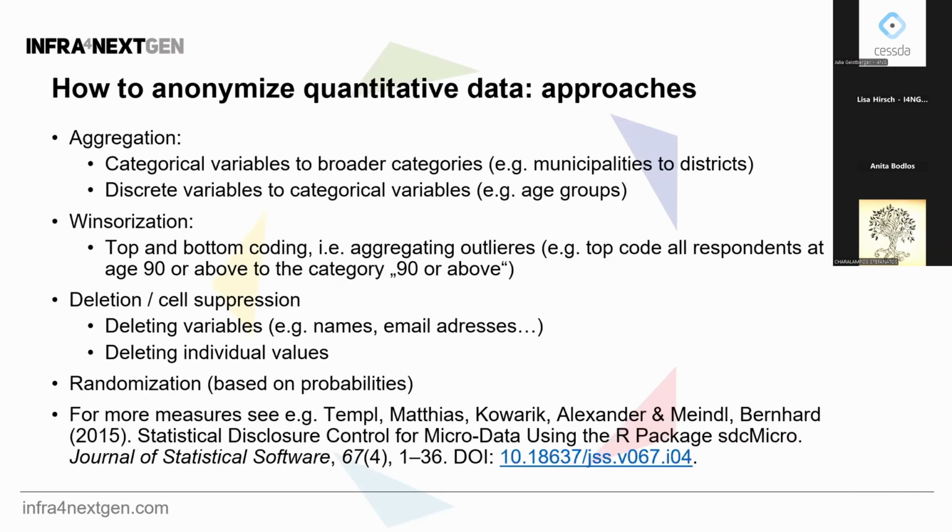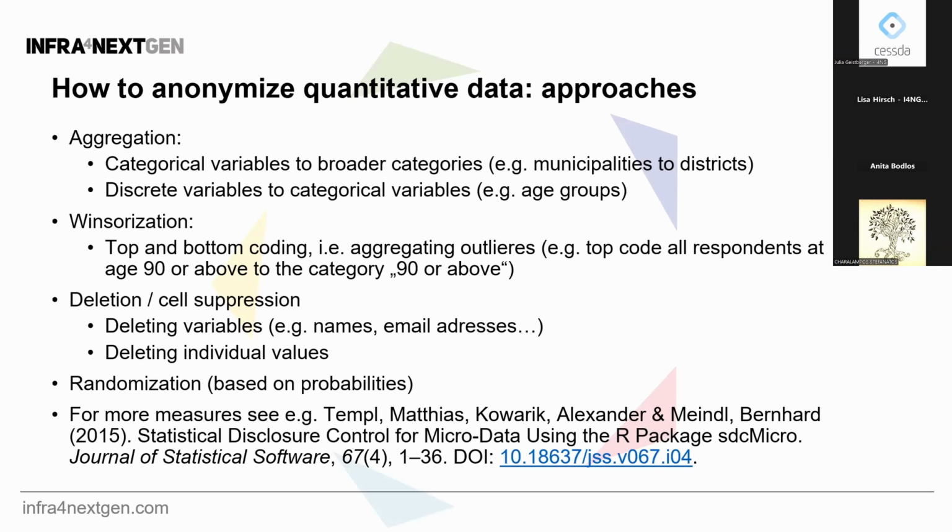So how to anonymize quantitative data? There are different approaches. One approach is aggregation. So if you have categorical variables, you could aggregate them to broader categories. So for instance, aggregating municipalities to districts, or aggregating groups of occupations to higher or broader groups. If you have discrete variables, you could recode them to categorical variables. So for instance, if you have the precise age of respondents, you could recode this information to age groups.